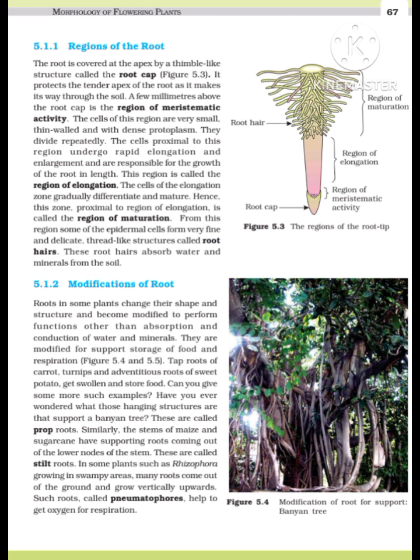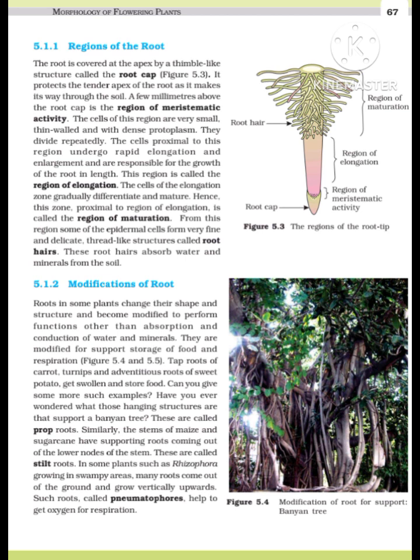5.1.2 Figure 5.3: The regions of the root tip. Modifications of root: roots in some plants change their shape and structure and become modified to perform functions other than absorption and conduction of water and minerals. They are modified for support, storage of food and respiration, figures 5.4 and 5.5. Tap roots of carrot, turnip and adventitious roots of sweet potato get swollen and store food. Can you give some more such examples?